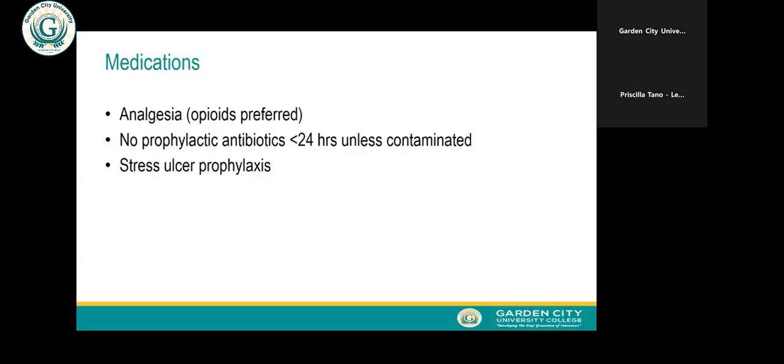Prophylactic antibiotics are given after they've been stabilized. So no prophylactic antibiotics before, or for 24 hours, unless the wound is contaminated. Mostly after stabilization, we give it to them. We also want to ensure that there won't be a stress ulcer, so we give them prophylaxis against that.